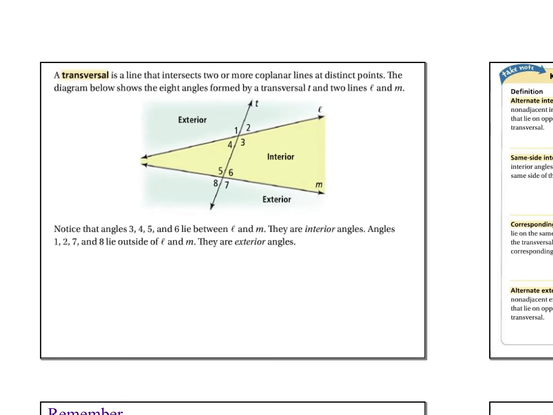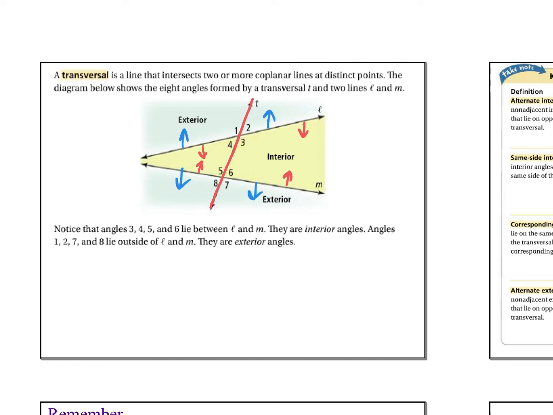Transversal is a line that transverses, cuts through two other lines. Now, more often than not, we see these two other lines as parallel, but you don't have to. Interior angles are these angles that are found inside the two lines. Exterior angles are those angles found outside the two lines. So you got interior and you got exterior.